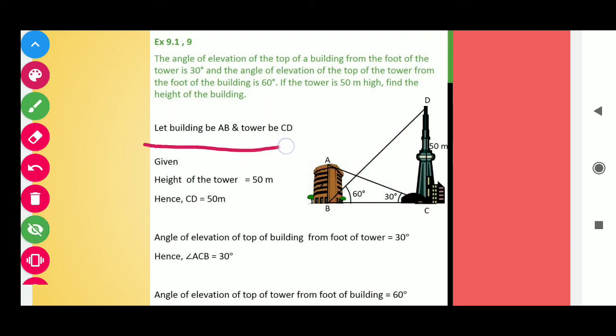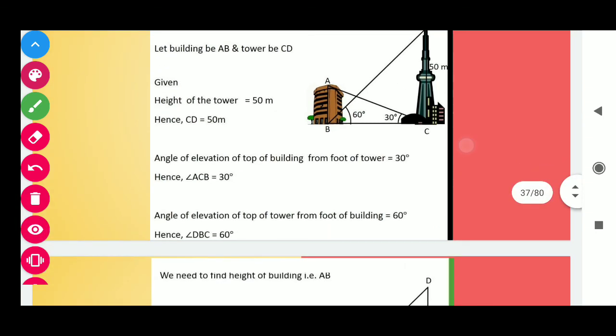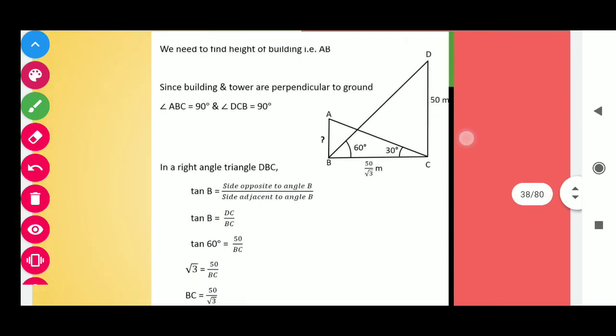Let the building be AB and tower be CD. You can see in the diagram. Height of the tower is 50 meter and hence CD is equals to 50 meter. So students, angle of elevation are given, that is given 30 degree ACB. So angle of elevation of top of tower from the foot of the building is also 60 degree. आप स्टूडेंट देख सकते हैं अभी तक जो भी गिवन था हमने सिर्फ वही लिखा है. नाउ वी नीड टू फाइंड द हाइट ऑफ द बिल्डिंग, दैट इज AB. हमें AB को फाइंड करना है.